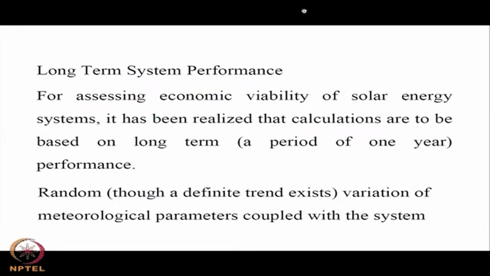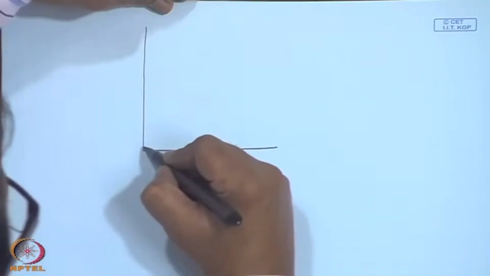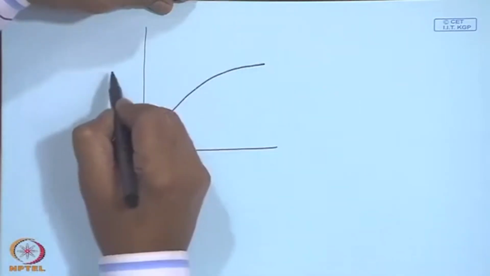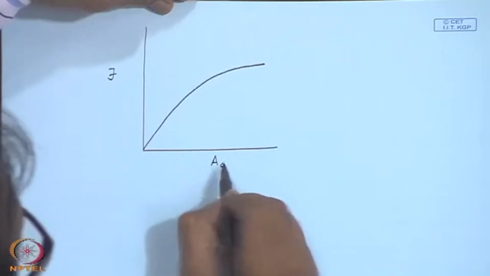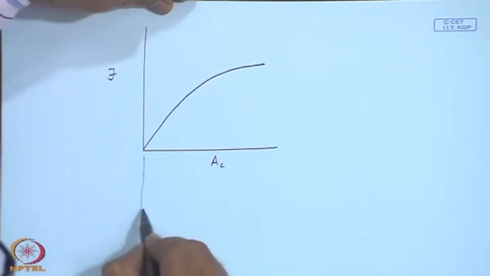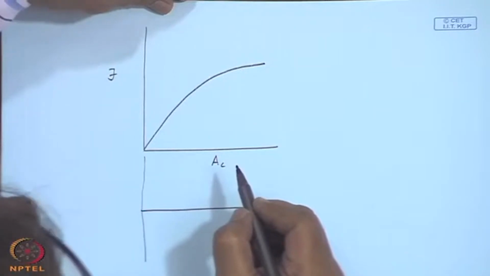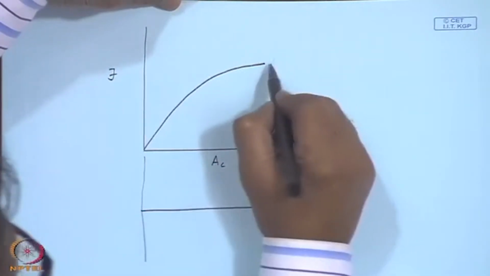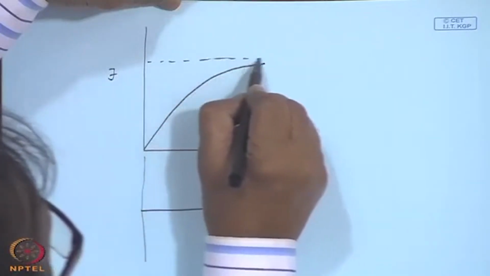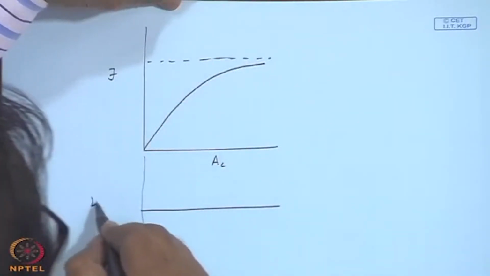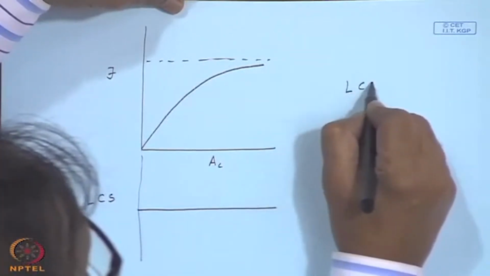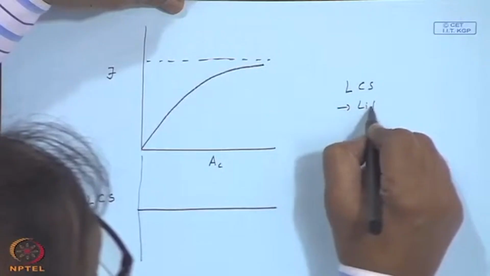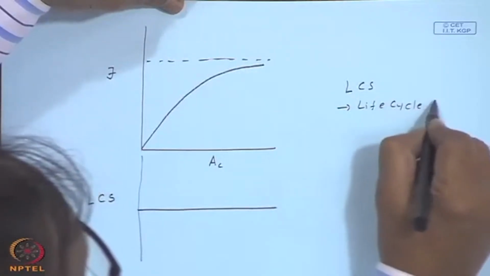So, what we try to do is we play on this non-linearity. So, this is F and this is area. I would like to pick up the best area, though we will come to economics if time permits a little later. I will call this ordinate as LCS, which is life cycle savings.